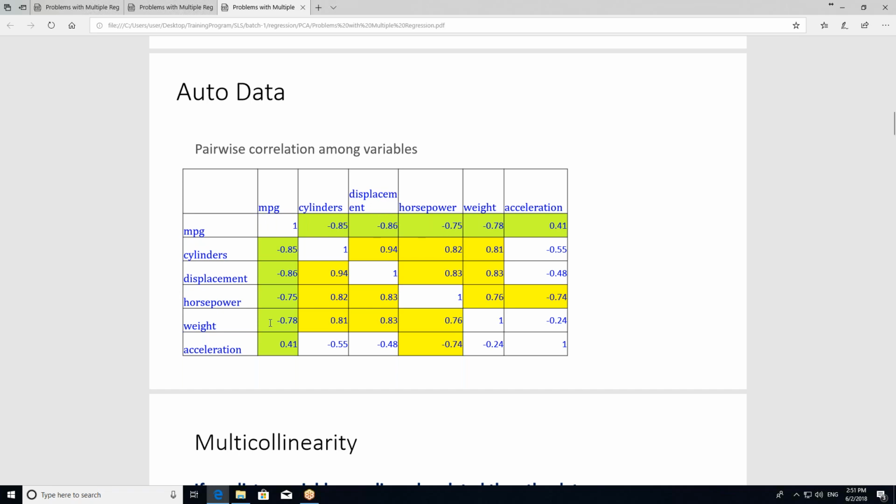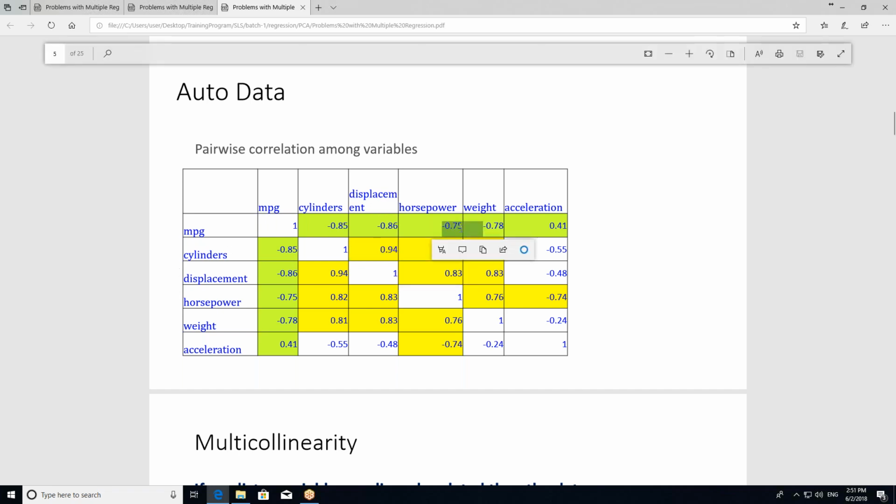Now let's see whether cylinder has a relationship with other variables. Cylinder has a relationship with miles per gallon, with displacement at 0.94, and with horsepower at 0.75. It also has a relationship with weight and acceleration. So these independent variables are somewhat related to each other, and this relationship is not good for multivariate linear regression. I have to get rid of it.